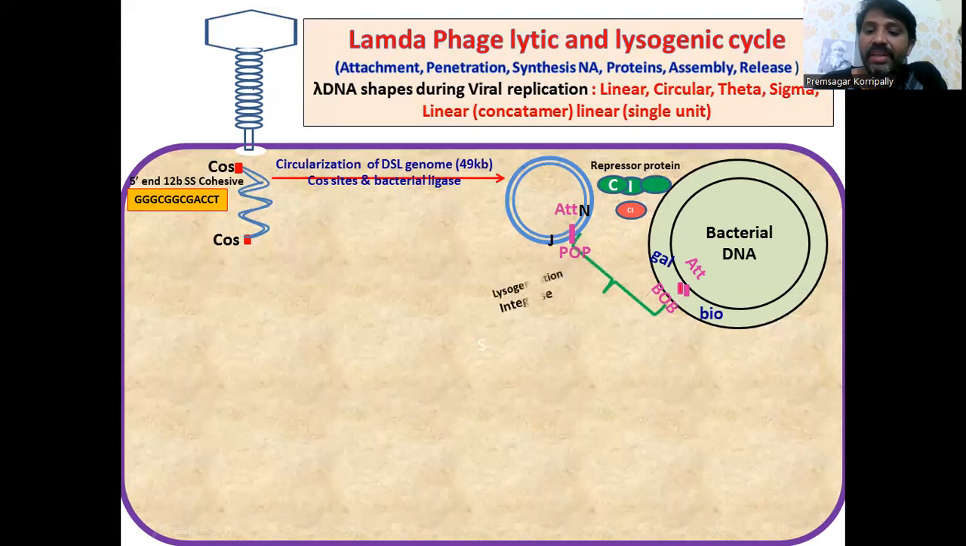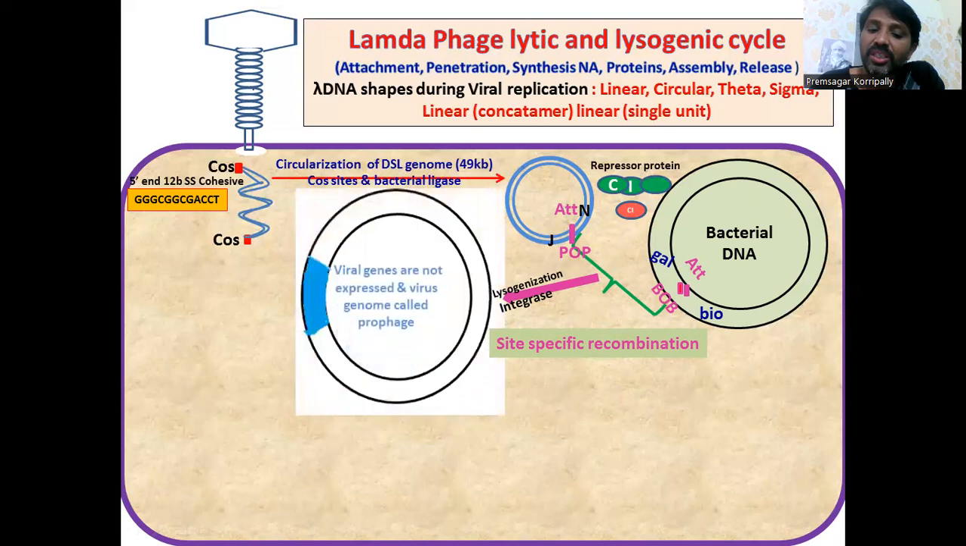This kind of integration is called site-specific recombination. Here, integrase and attachment sites are involved in the integration of lambda phage DNA into the bacterial DNA. Now the cell enters into the lysogenic cycle.